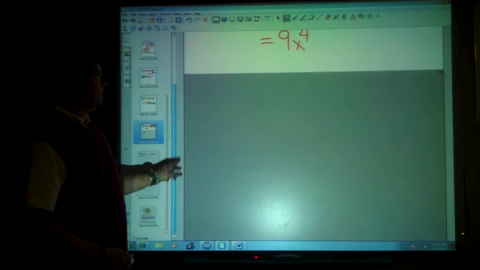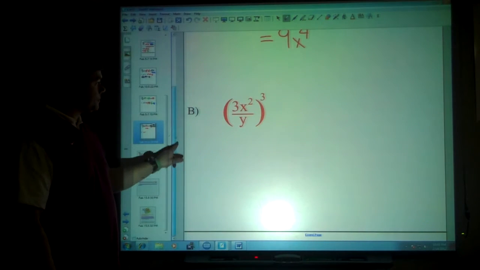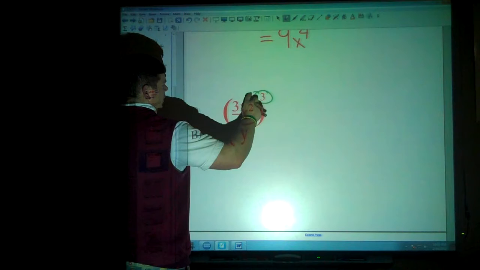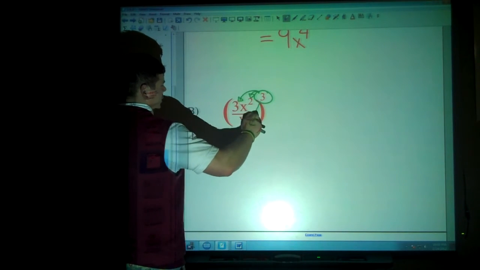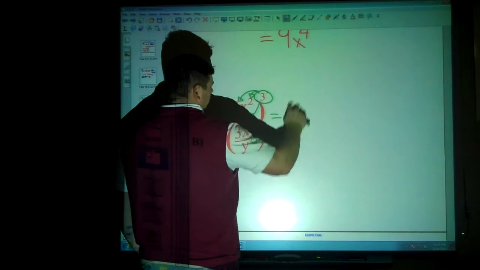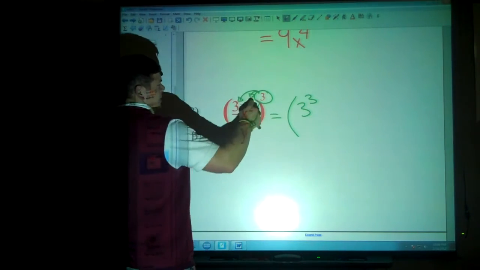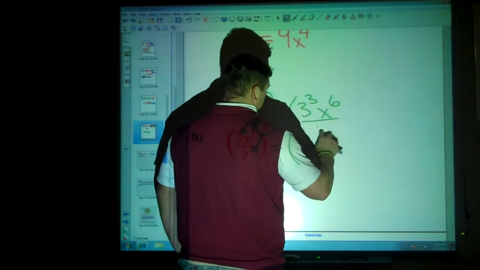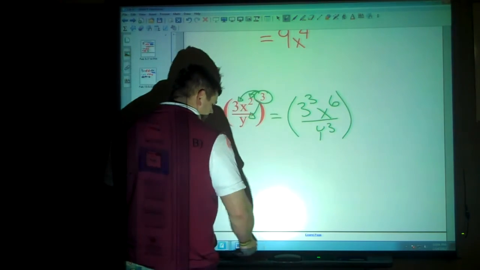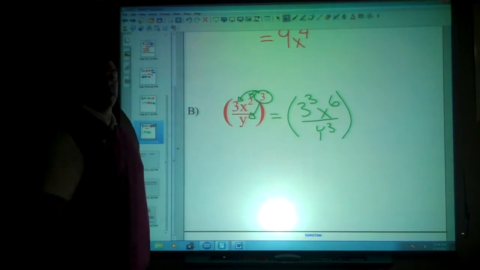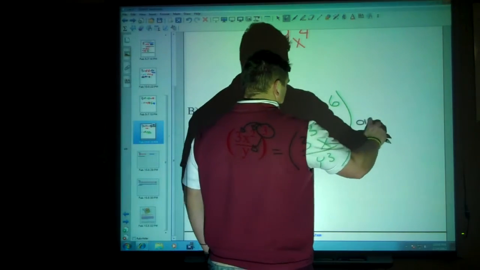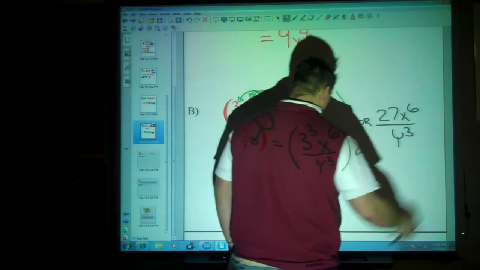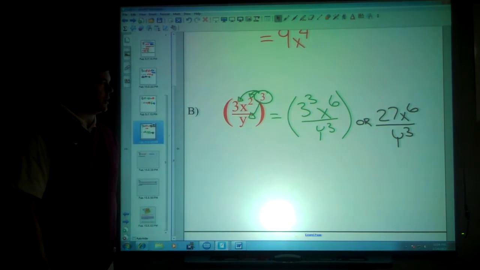Alright? Another one involving quite a bit of information. We're going to take this 3, and we're going to give it to all the parts of the problem. So we will end up with 3 cubed x to the 6th, because that's power of a power, over y cubed. There's not a whole lot else you can do on this one other than the 3 cubed. So you could say that that's the same as 27x to the 6th over y cubed, because 3 cubed is 27.